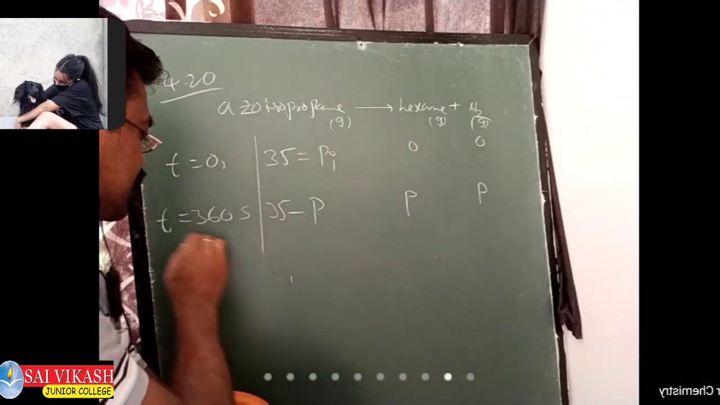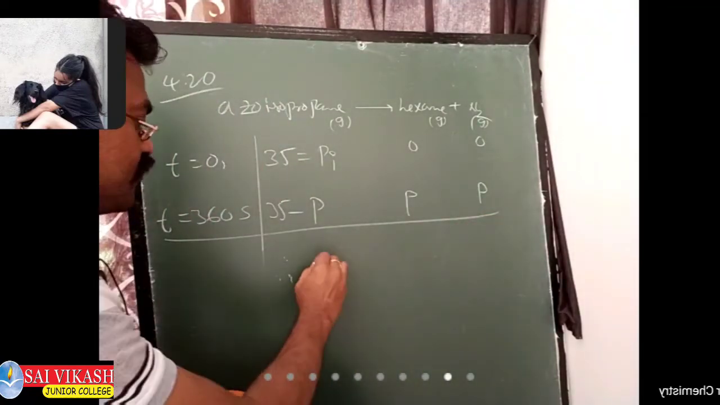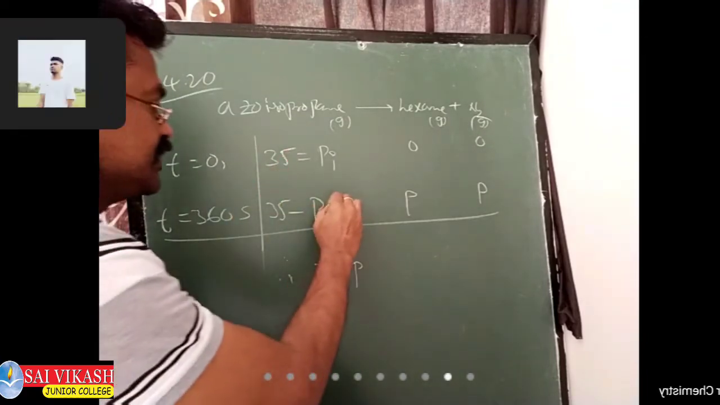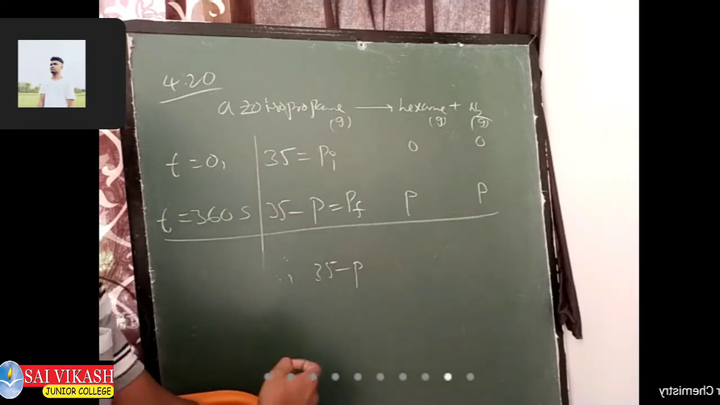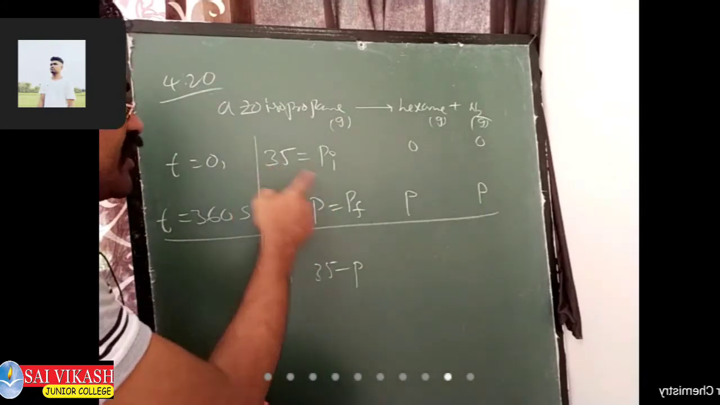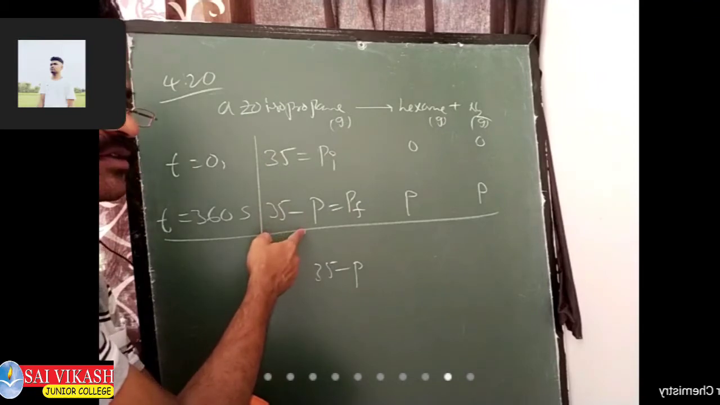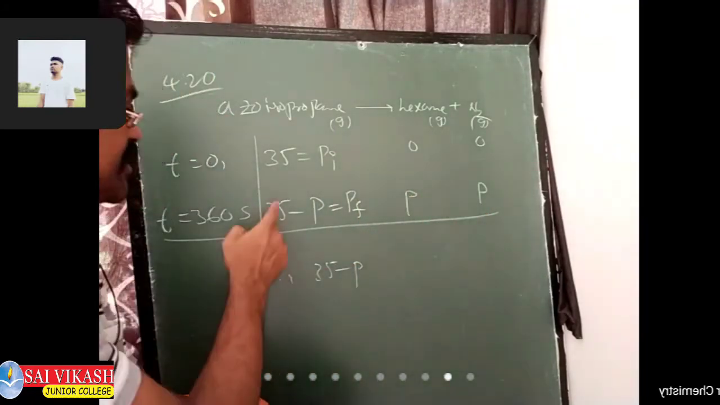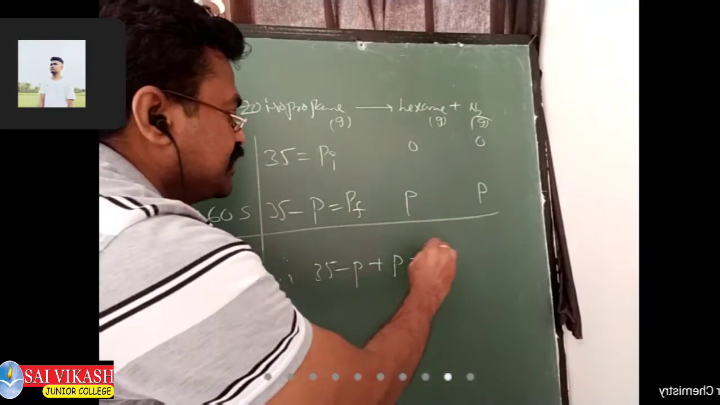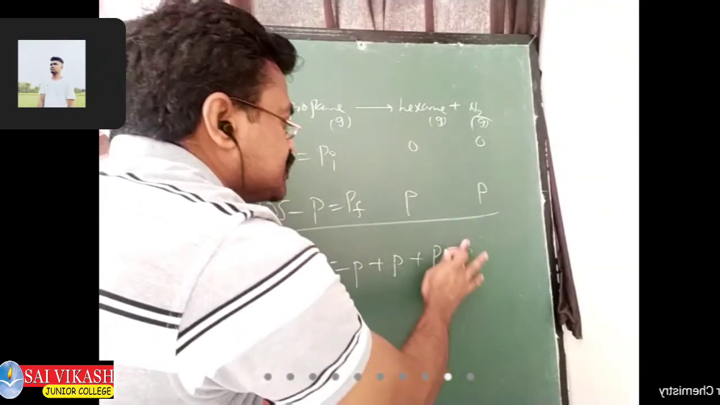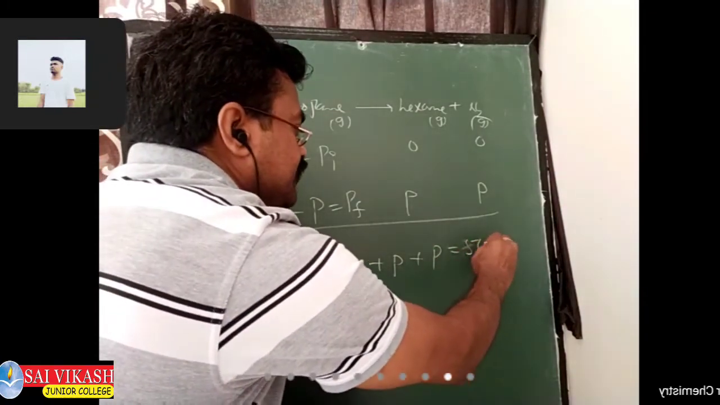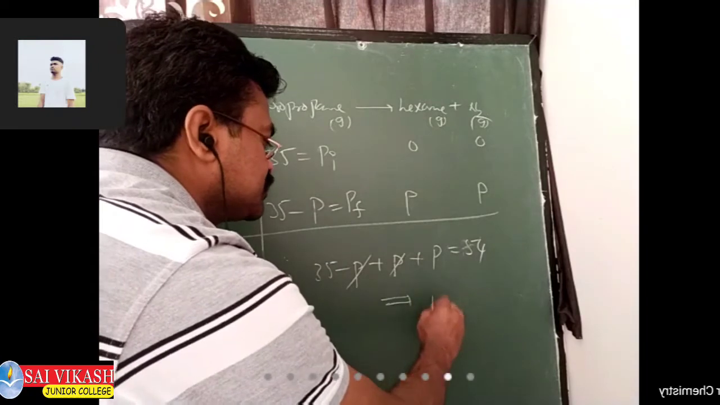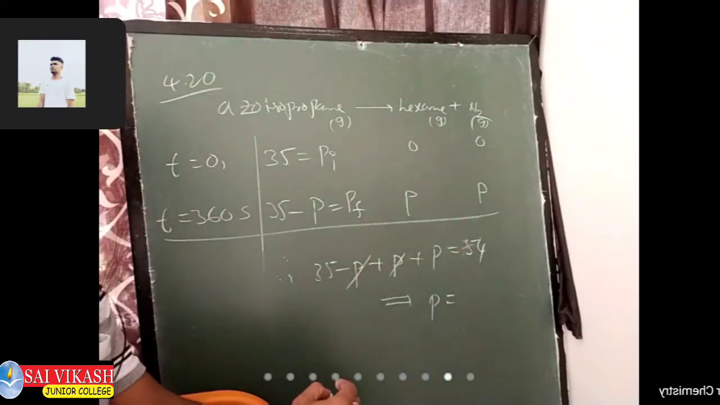Therefore, we know the sum of all the pressures. 35 minus P is the final pressure of the reactant. Initial pressure is 35. Final pressure is 35 minus P. But total pressure we know, 54. Total pressure means the sum of this plus this plus this. Means 35 minus P plus P plus P equals how much? 54 is given. So what will be P? This minus P and this P cancel. So therefore this P will be how much? 54 minus 35. कितना आएगा?